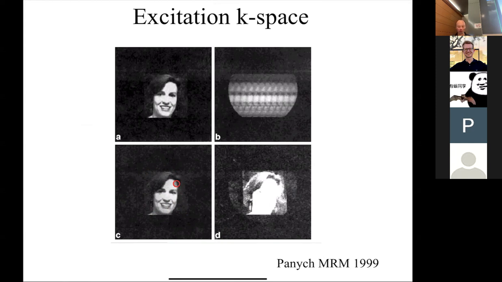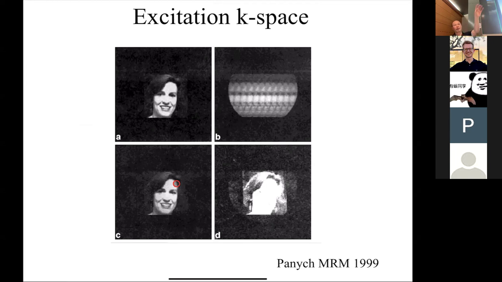This is what's possible if you just have this view that any pattern you want in your object, you can implement it by taking the Fourier transform of it and putting that into your RF pulses. So it's sort of like the reverse, right?